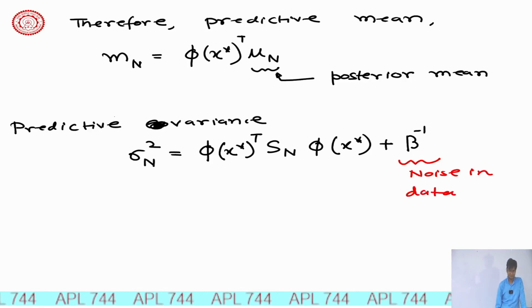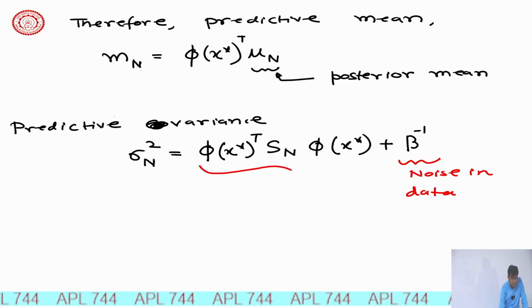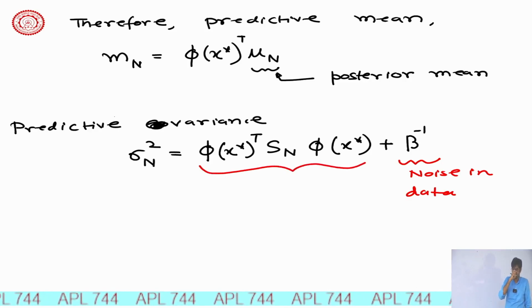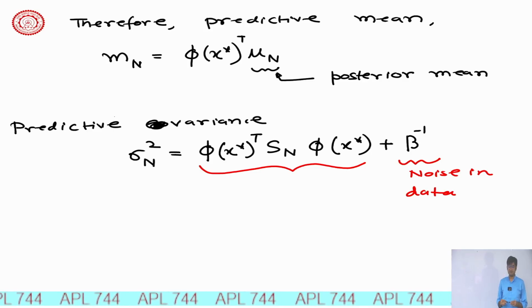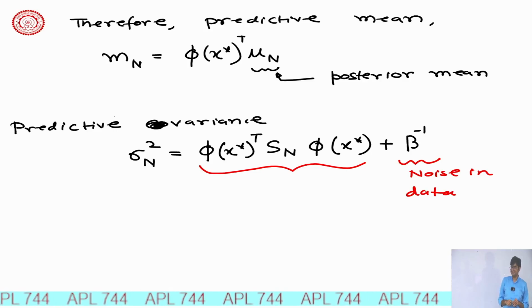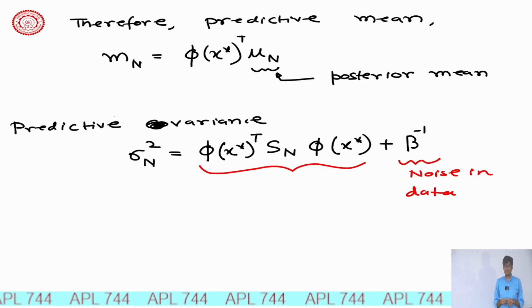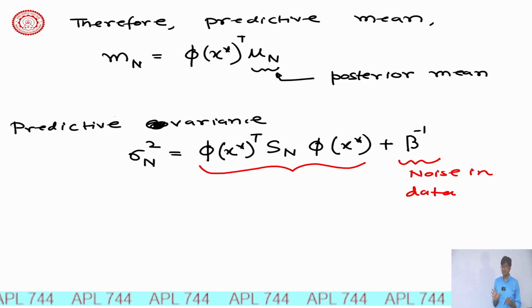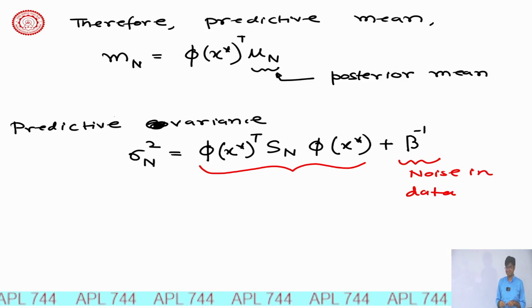What does this term correspond to? There is a capital N there. So this corresponds to the fact that you have trained from N number of training data. If N goes to infinity, this term will become 0.